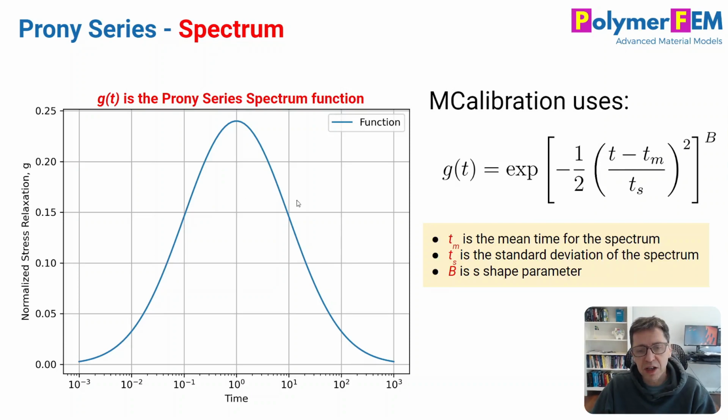We then discretize it by specifying how many points there are in our target Prony series. And that's it. Much easier to deal with because we have a small number of parameters and not this huge number of Prony parameters that we need to specify. So let's take a look at how this works in practice.